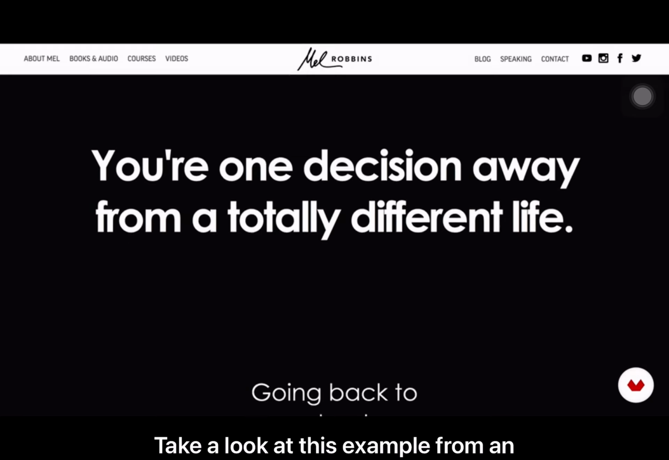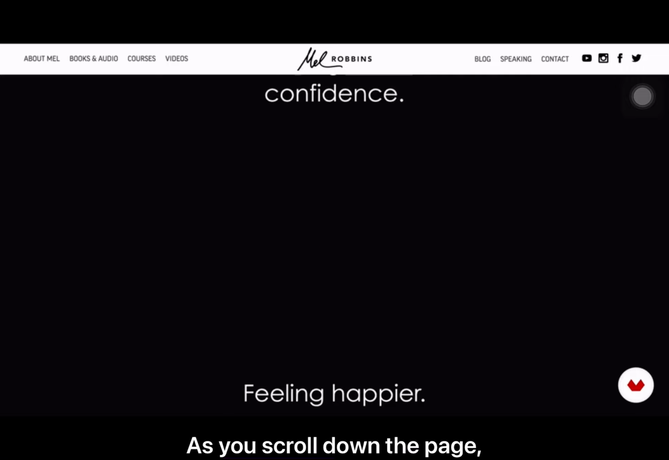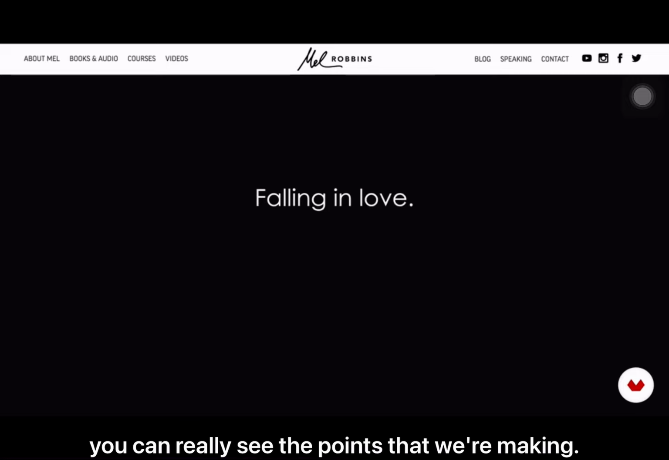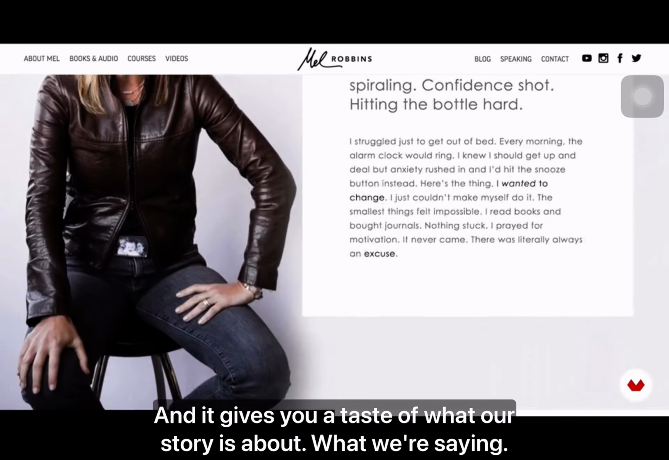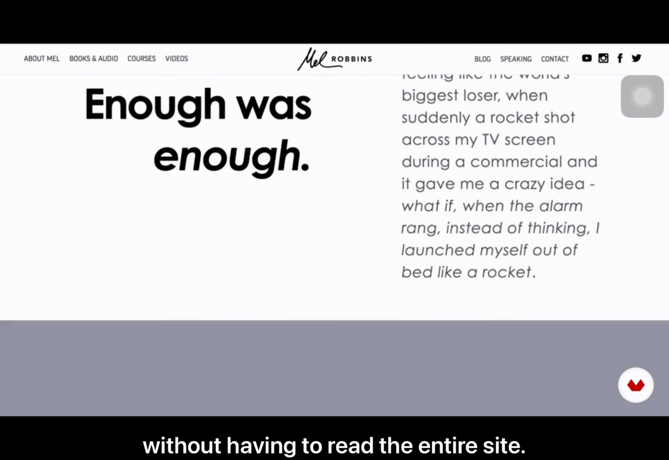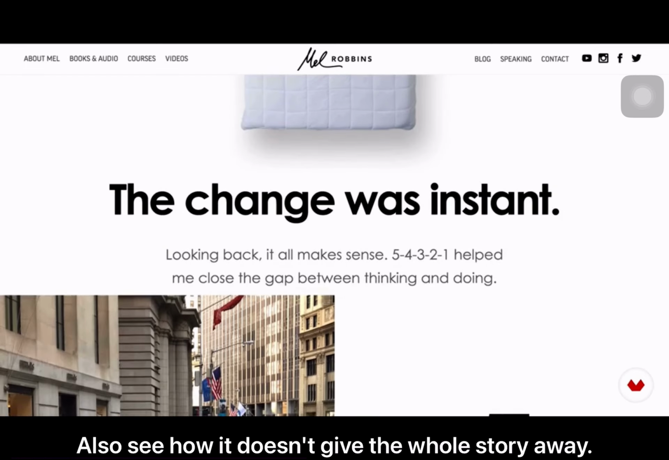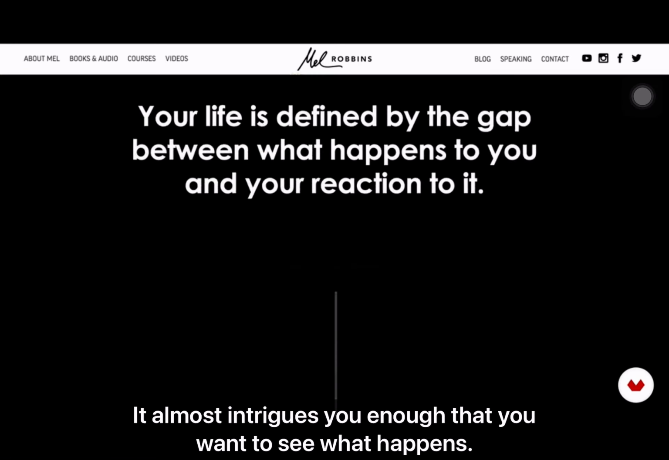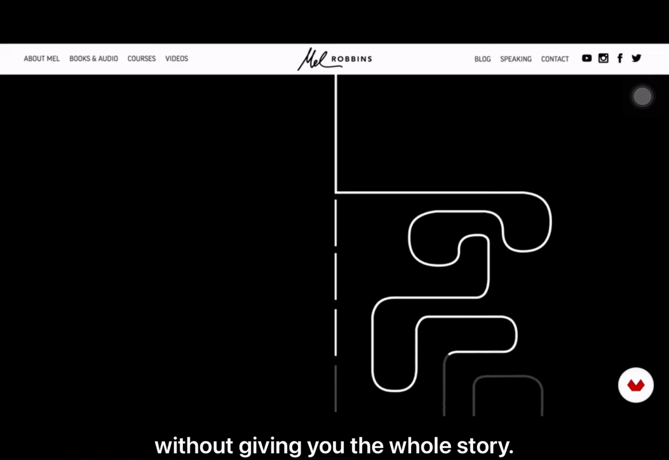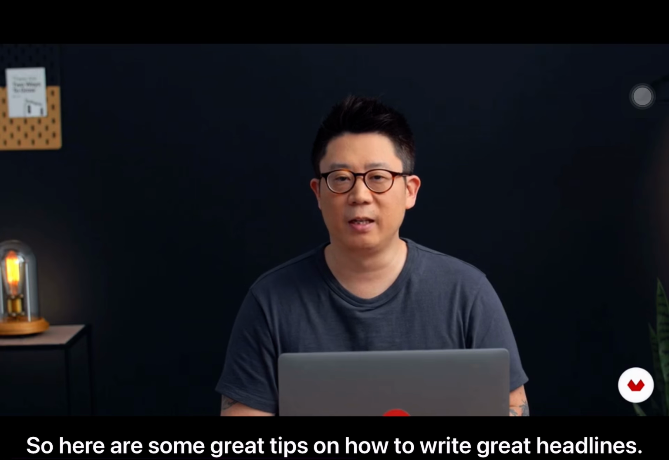Take a look at this example from an About page that we did for Mel Robbins. As you scroll down the page, you can really see the points that we're making, and it gives you the gist of what our story is about, what we're saying, without having to read the entire site. Also see how it doesn't give the whole story away. It almost intrigues you enough that you want to see what happens without giving you the whole story. This is exactly what you want to do with your headlines. So here are some great tips on how to write great headlines.